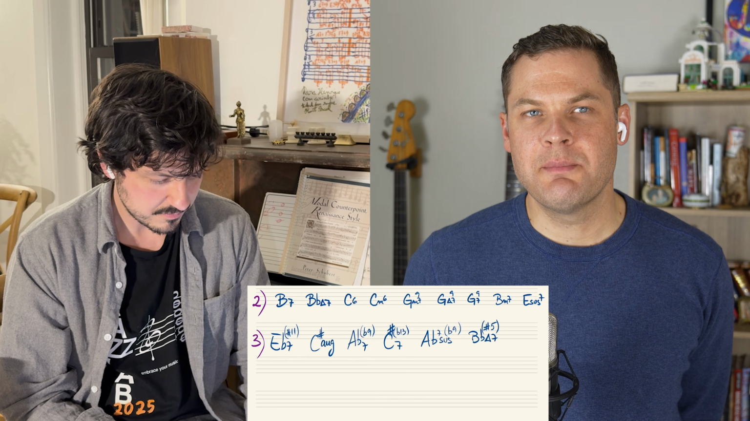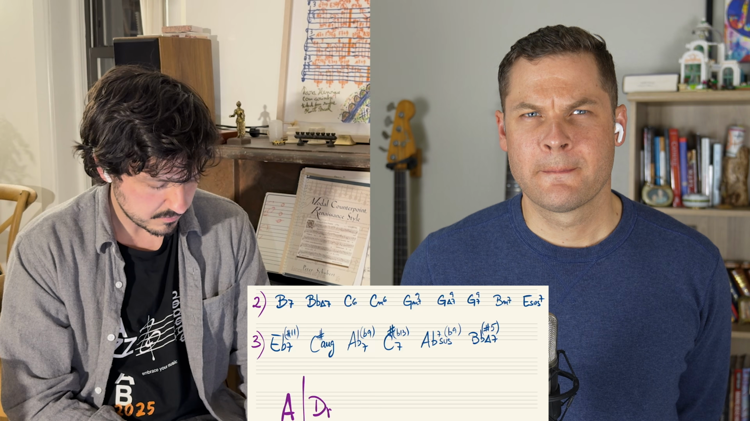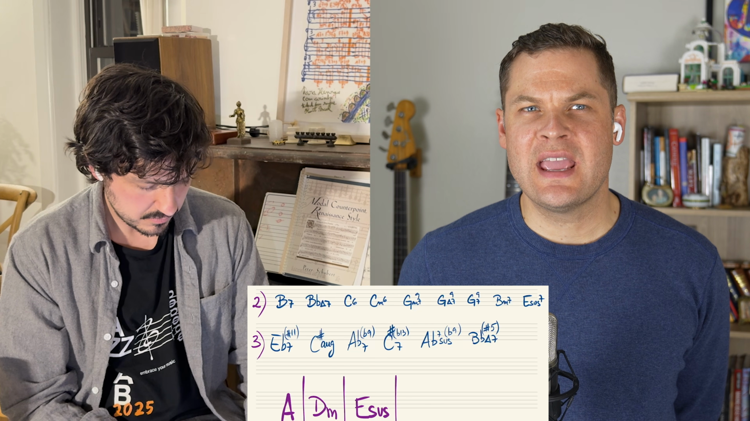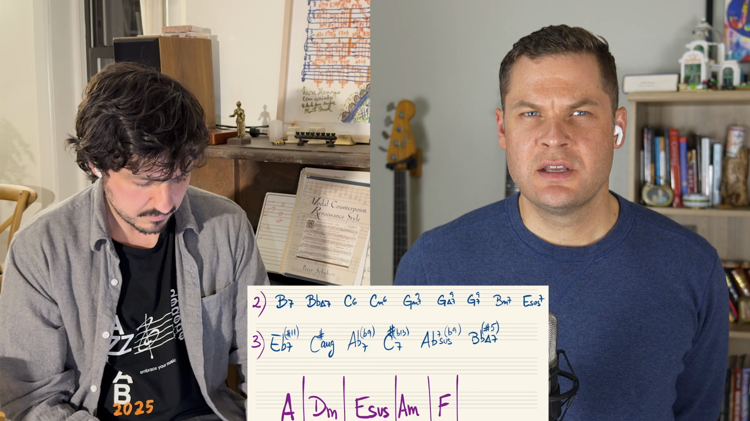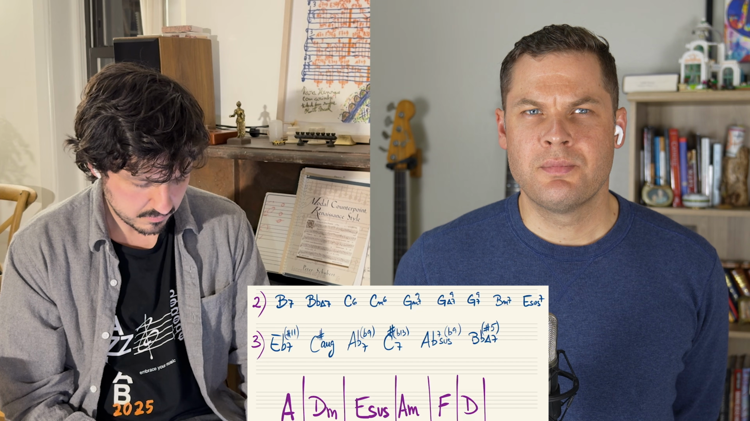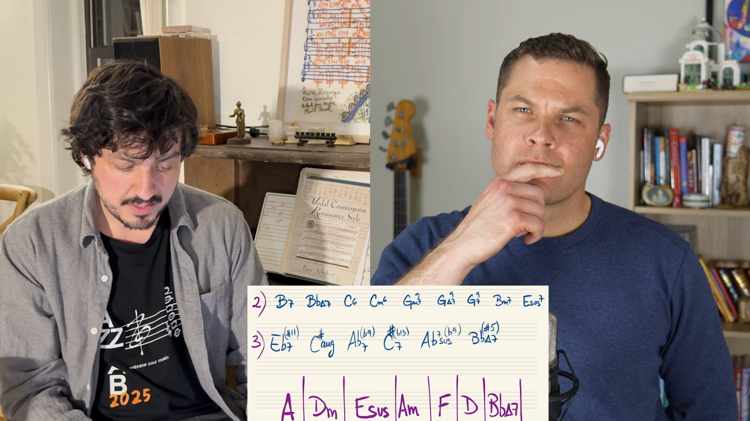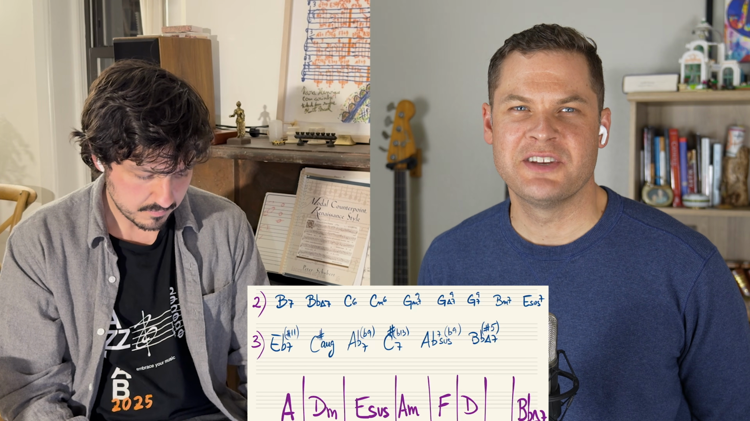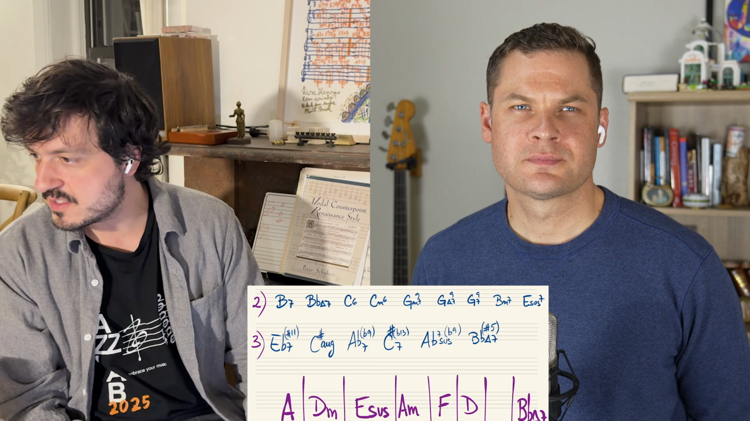Let me write a song now. Are you up for it? Let's do it. I'm going to go with A, D minor, I already like it. E sus. I'm going to go back to A minor, then F, D. So boom, boom. Ooh, a B flat major 7. Or maybe B flat major 7 could be the last one. I don't know. What do you want to put in the middle of it? Why don't we put G sus?